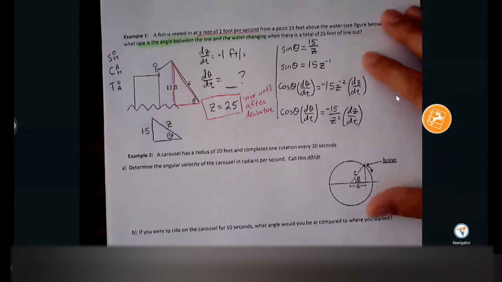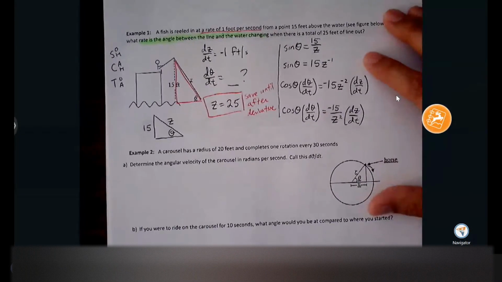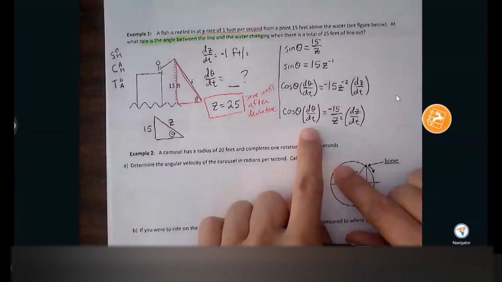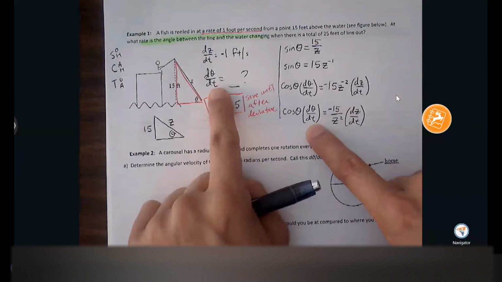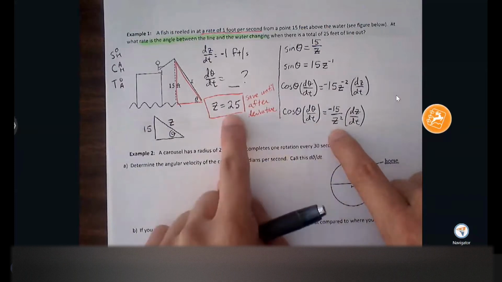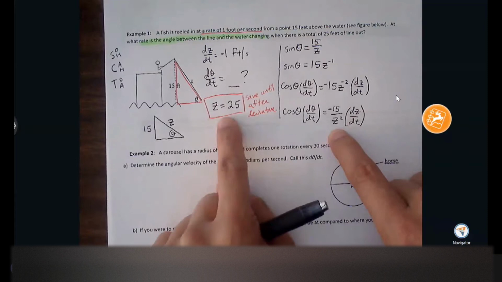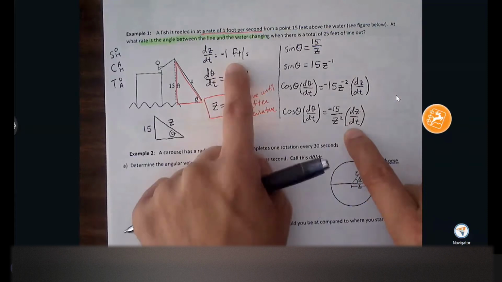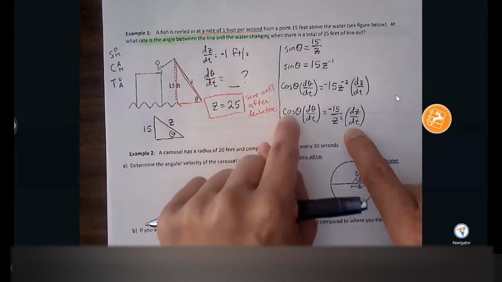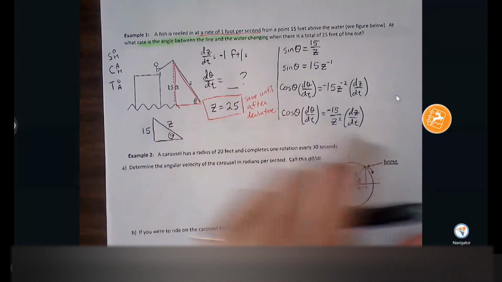All right, let's look at what information we have and maybe what other information we still need to gather. We're looking for d theta dt, so that's ultimately our goal. We have z, right? That 25 is now going to be used. dz dt we have as well, -1. But what's missing is cosine theta. We don't know what to replace cosine theta with.